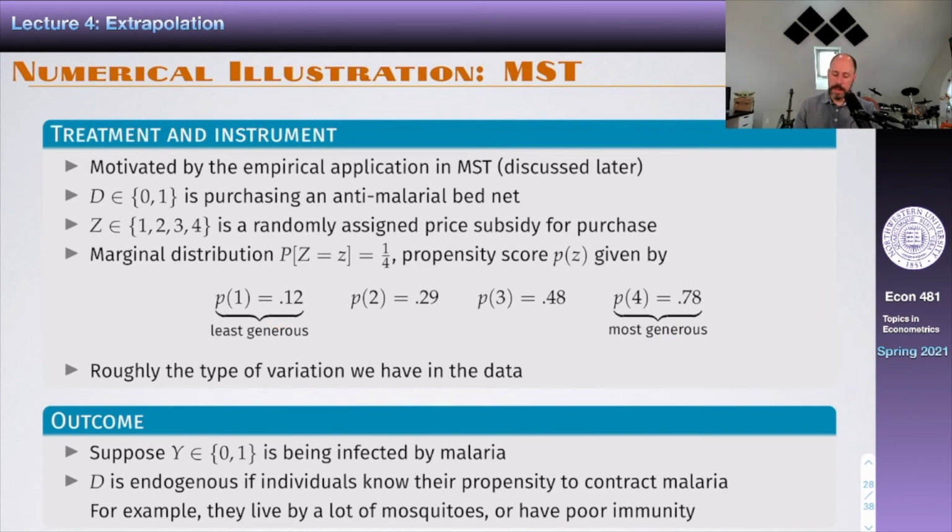So we're going to suppose that Y is just binary, whether you get infected with malaria or not. And D is endogenous if individuals know their propensity to contract malaria. For example, if they live in an area with a lot of mosquitoes, what their house is like, and so on. Other information they may have.